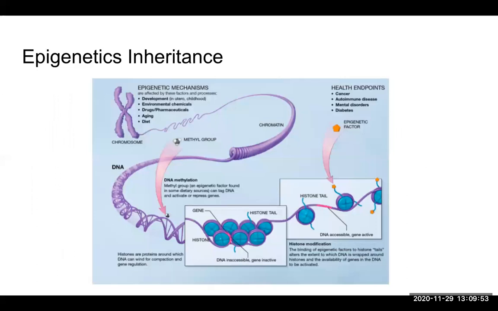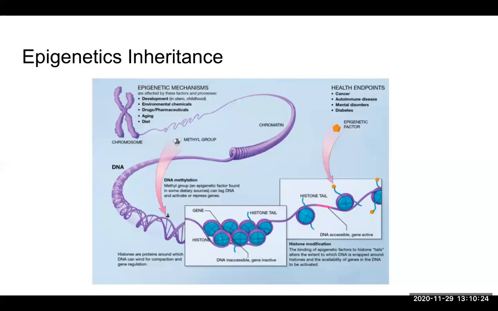Okay, so I know that we already saw this slide earlier, but we can walk through it again. Basically, to start with, epigenetic mechanisms are affected by many factors, listed in the top left corner. So you have things like development, environmental chemicals, drugs and pharmaceuticals, aging, and diet. This picture just shows a chromosome, which is made out of chromatin, which is made out of DNA.